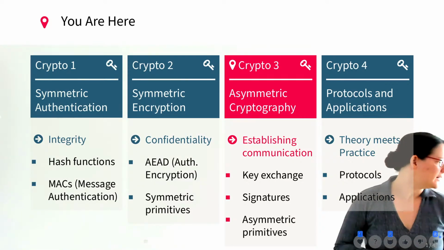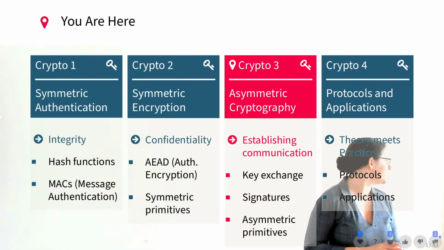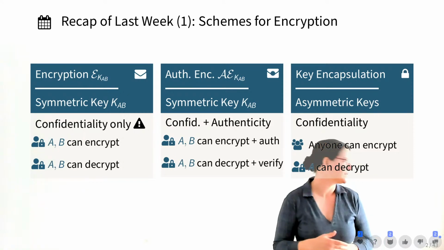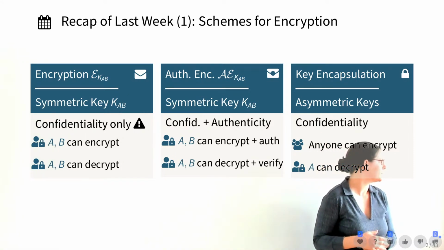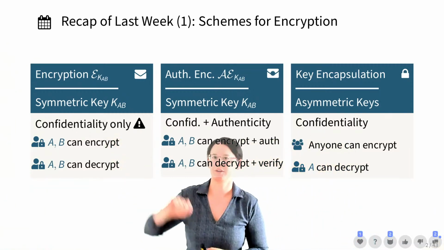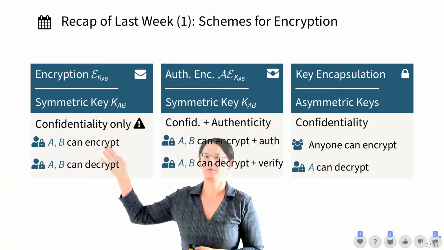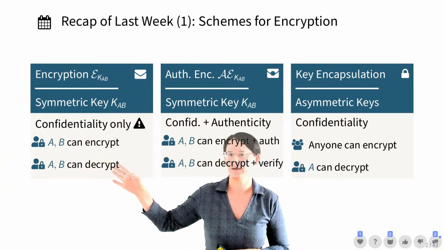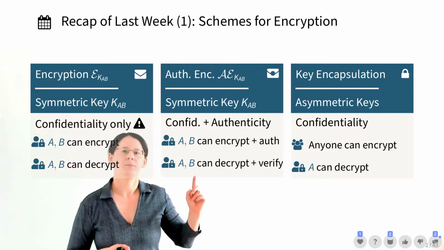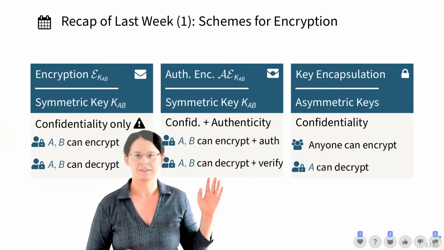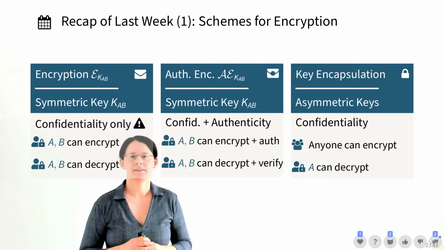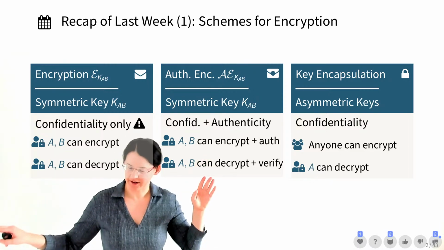So let's have a slightly closer zoom on last week's lecture. Here we talked about encryption schemes, and in particular two different types of those, namely pure encryption schemes, which only protect confidentiality, where both people could encrypt and decrypt, but they couldn't verify if maybe an attacker had changed the message in transit. And we looked at a way to solve this called authenticated encryption, which encrypts and adds an authentication tag. And here also both parties can encrypt and decrypt.